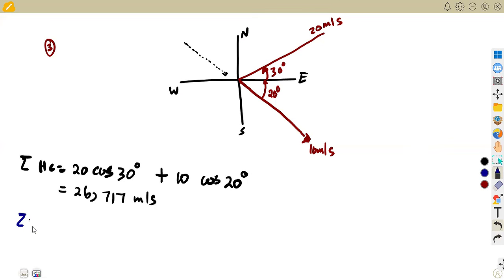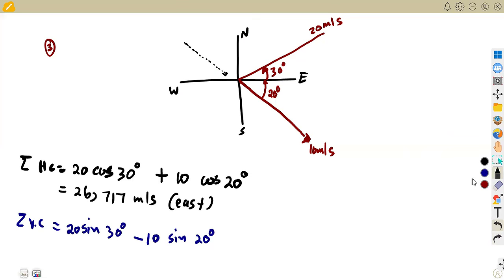The same thing happens on the vertical components in this case. So the sum of the vertical components is going to be what? This is according to the vertical. On top, it's a positive. Down, it's a negative. So this is going to be 20 sine of 30 degrees. Down here, it's a negative. So it will be minus 10 sine of 20 degrees. We are considering down there, so it's going to be a negative for the vertical. And also here, remember, if horizontal is positive, it means you are going to the east. So you can also write that.